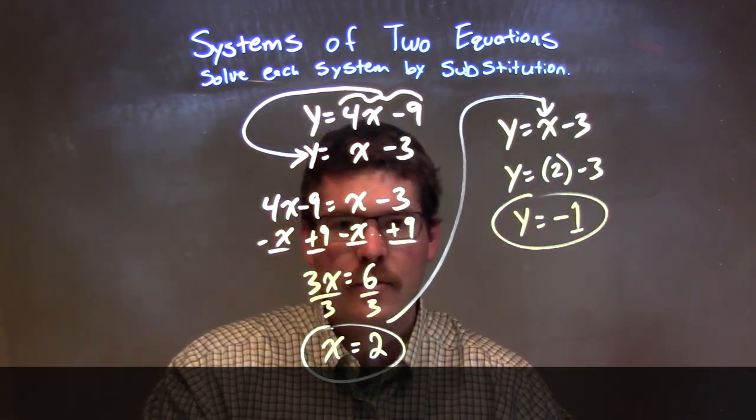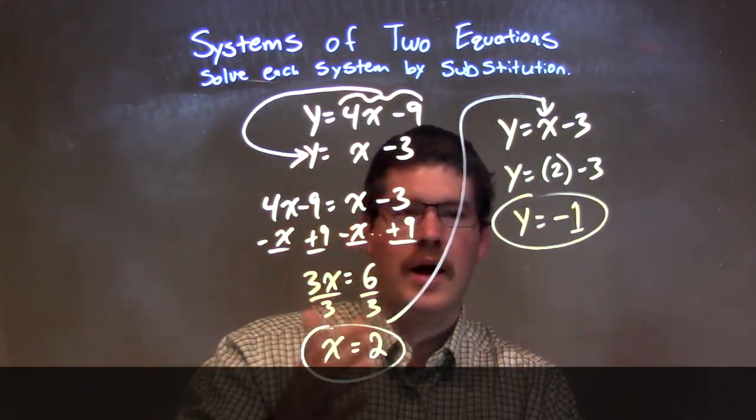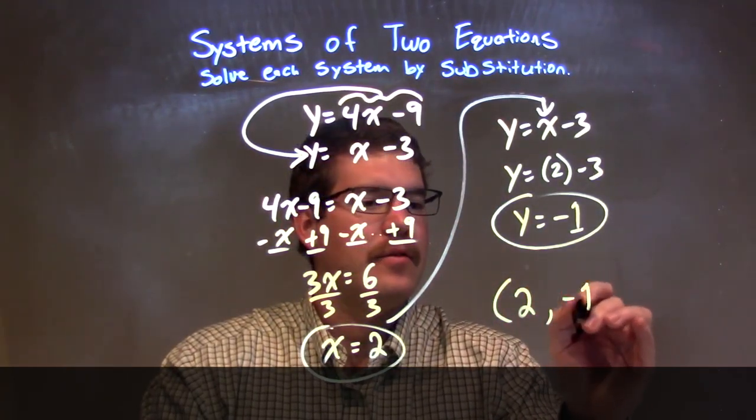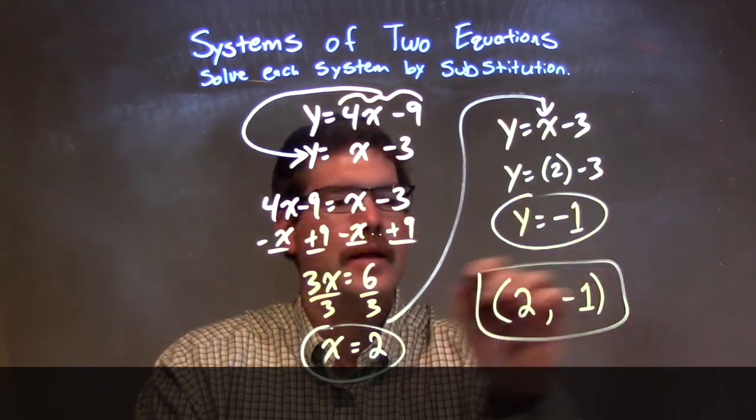And so our final answer, we can write, all right, as a coordinate point, we have our x and y value, we write that as a coordinate point here, (2, -1). That's it.